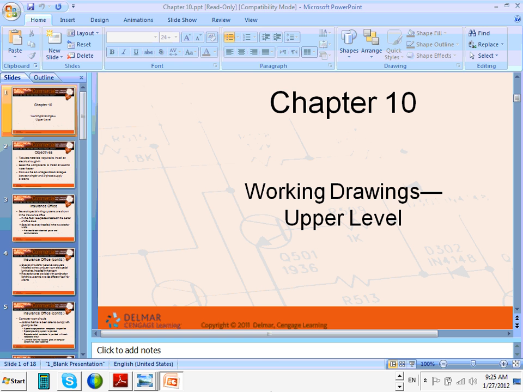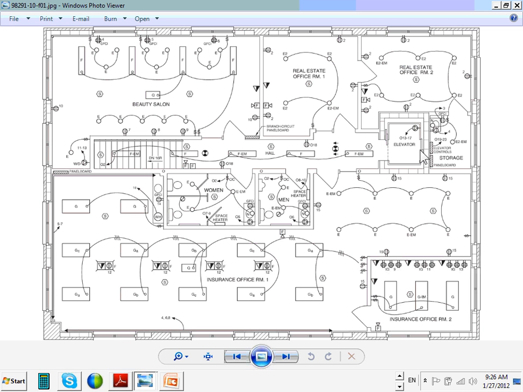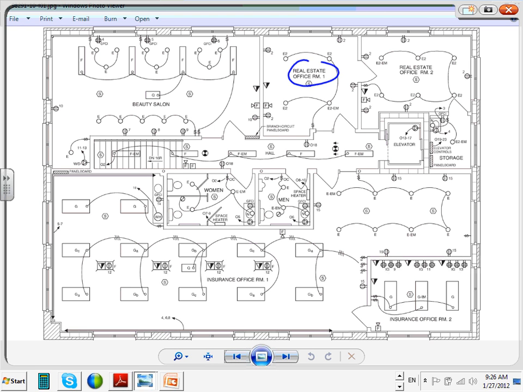So if you look at that level, here's what they're looking at, guys. You have this one in your sheet. This is the upper level. There's the real estate office. I don't know if you guys can see that one. Your real estate office and the beauty shop here. And the insurance office right in here.